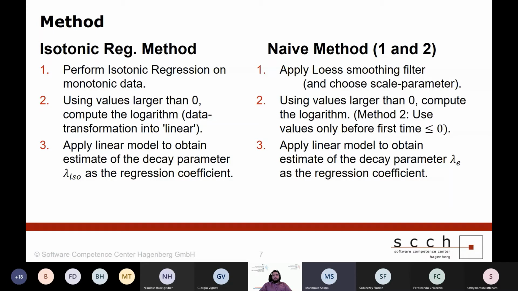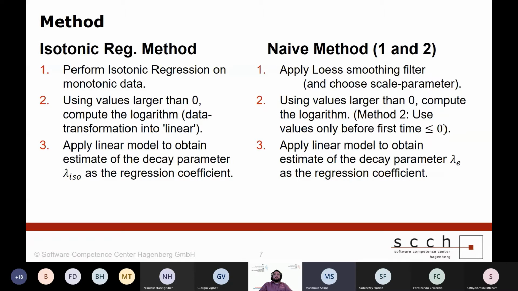So what is our method, and what is the naive method? Our method is the isotonic regression method. As a first step, we perform isotonic regression on monotonic data, and then we cut off the first part and use values larger than 0 to compute the logarithm and transform the data into linear. After transforming the data into linear, we can now apply linear regression to estimate the parameter, which we will call lambda ISO, as the regression coefficient.